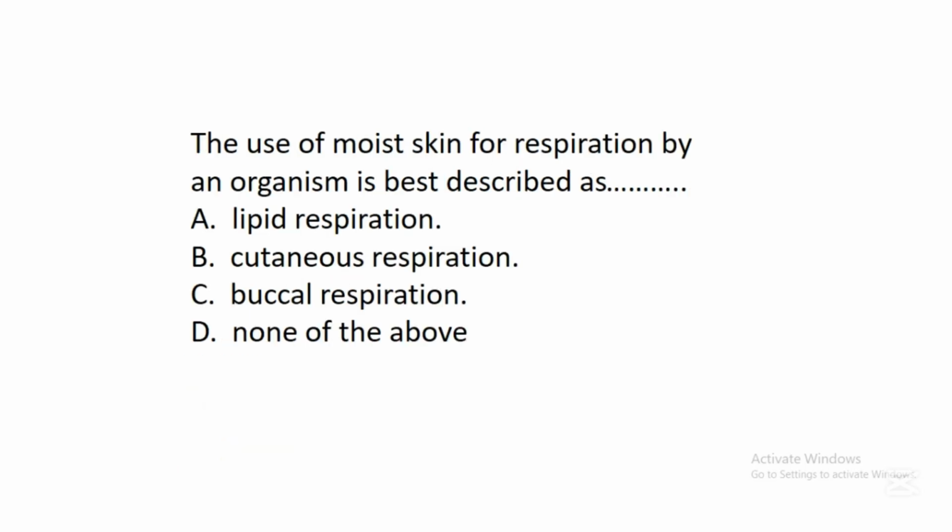The next question says, the use of moist skin for respiration by an organism is best described as dash. A. Lipid respiration. B. Cutaneous respiration. C. Buccal respiration. D. None of the above. In this question, the correct answer is B. Cutaneous respiration. Cutaneous respiration is a type of respiration whereby an organism uses moist skin to carry out successful respiration. This kind of respiration is observed in soft-bodied animals such as frogs and toads.